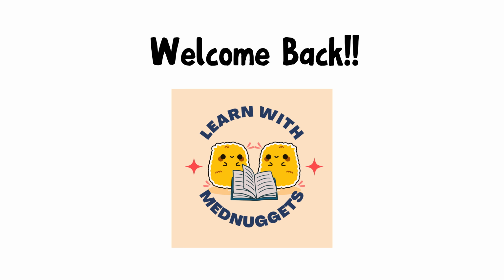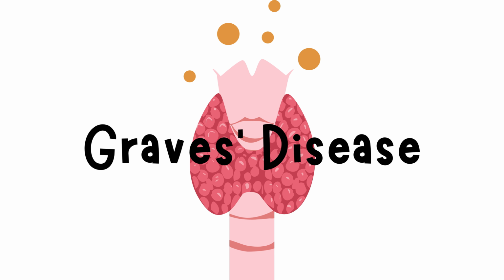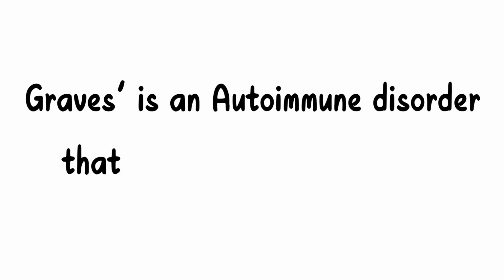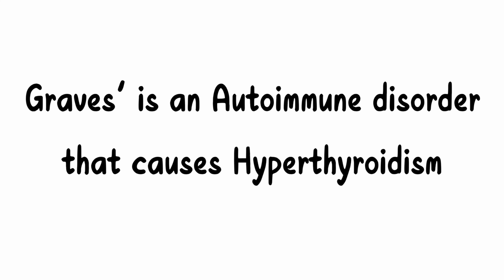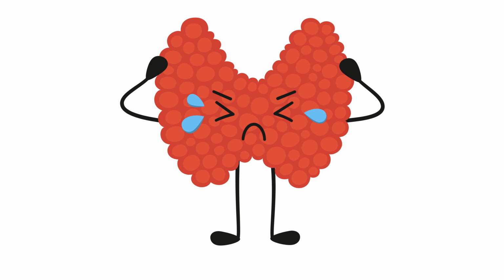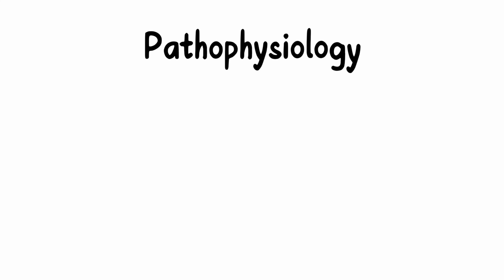In today's video, we will be talking about Graves' disease. So what is Graves' disease? Graves is an autoimmune disorder that causes hyperthyroidism, meaning the thyroid produces too much thyroid hormones. Here's how the disease develops step by step.